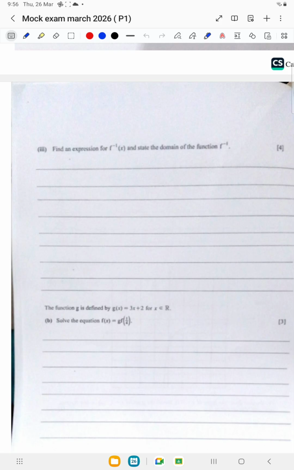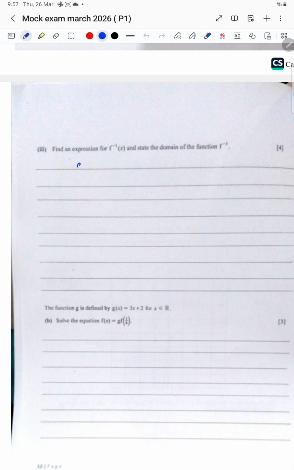Okay guys, here is the second part of the mock paper you have just taken in March 2026. So far we have done questions 1 to 9, and the third part of question 9 is to find an expression of f inverse of x and state the domain of f inverse of x.